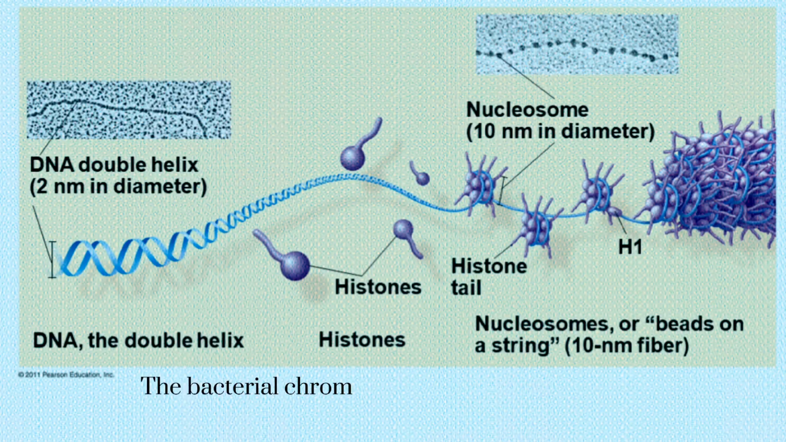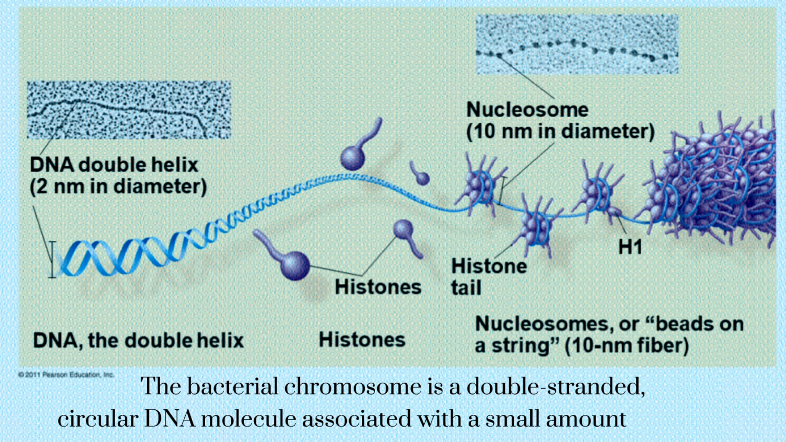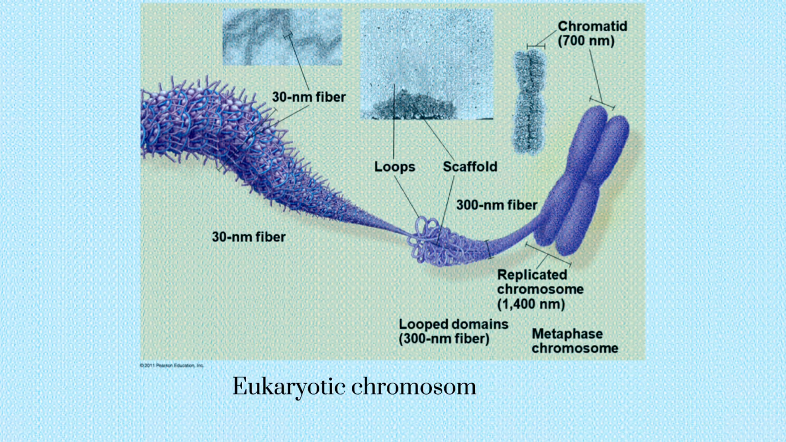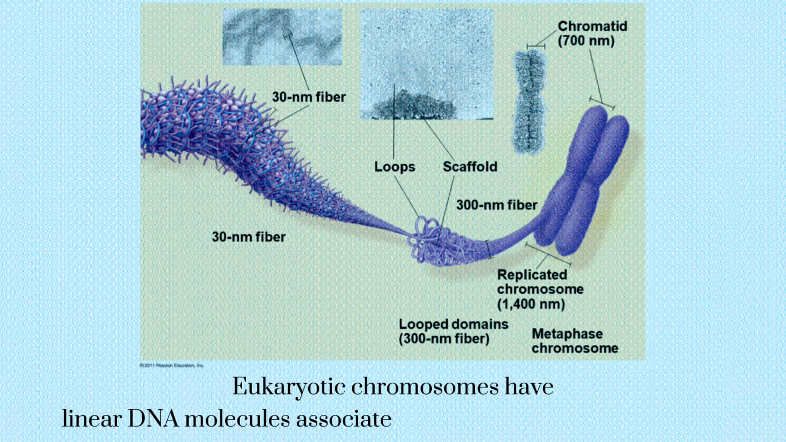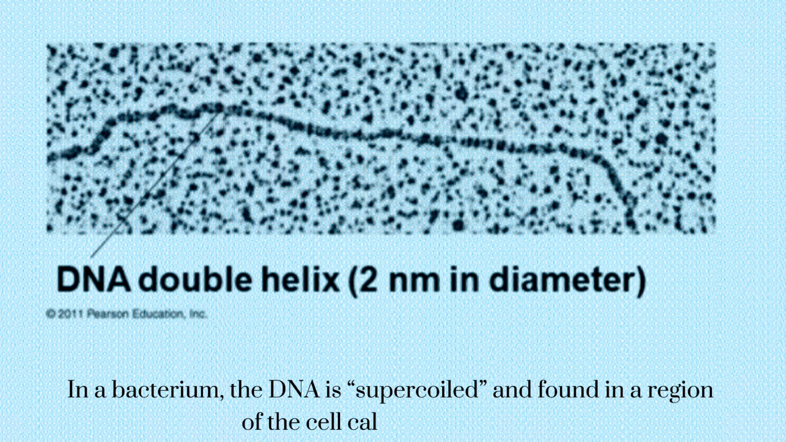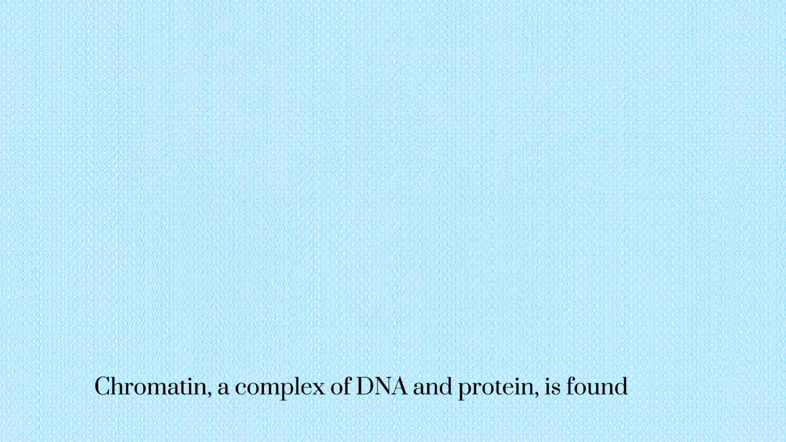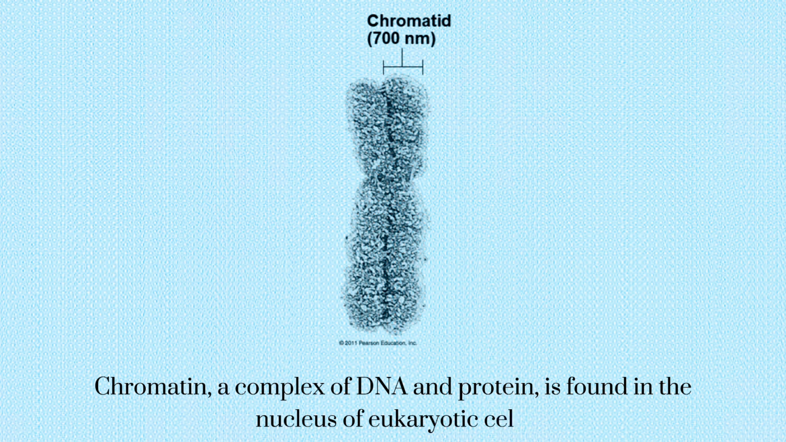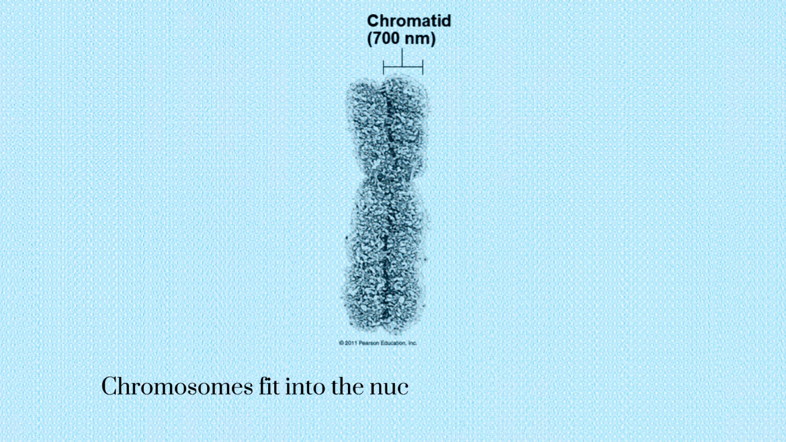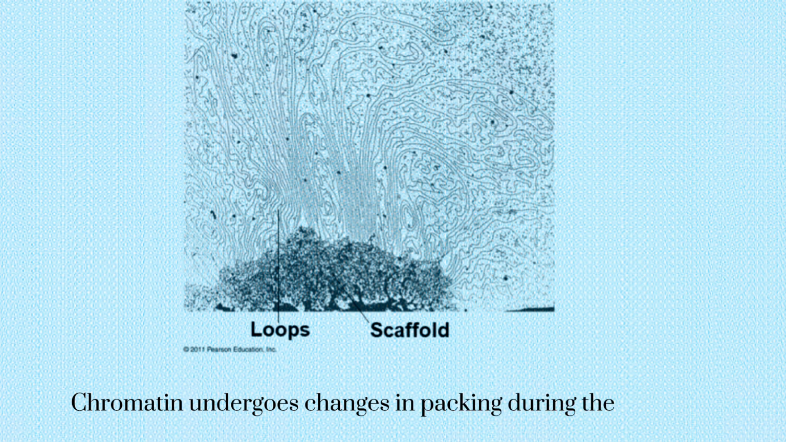The bacterial chromosome is a double-stranded circular DNA molecule associated with a small amount of protein. Eukaryotic chromosomes have linear DNA molecules associated with a large amount of protein. In a bacterium, the DNA is supercoiled and found in a region of the cell called the nucleoid. Chromatin, a complex of DNA and protein, is found in the nucleus of eukaryotic cells. Chromosomes fit into the nucleus through an elaborate, multi-level system of packing. Chromatin undergoes changes in packing during the cell cycle.